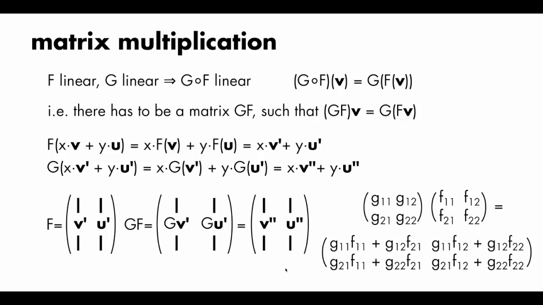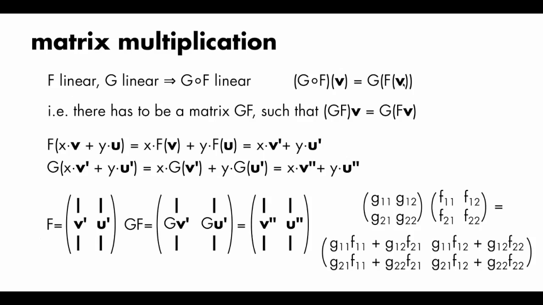Okay, so we have some intuition about matrices now. But now it's really interesting. So F is a linear map and G is a linear map. If that is the case, then it turns out the composition of the two is also a linear map. So that means, what's a composition? That means G after F, it's what you can say.